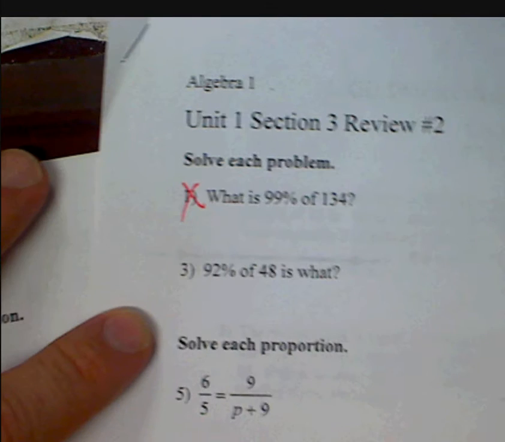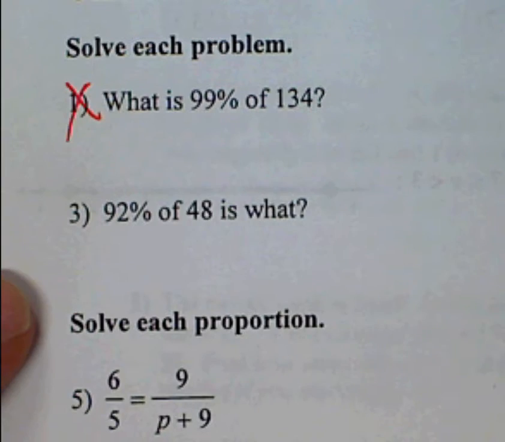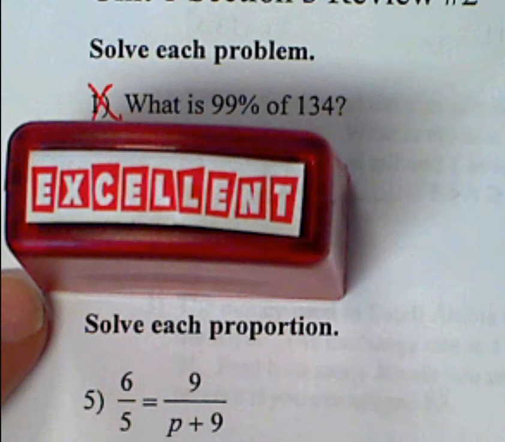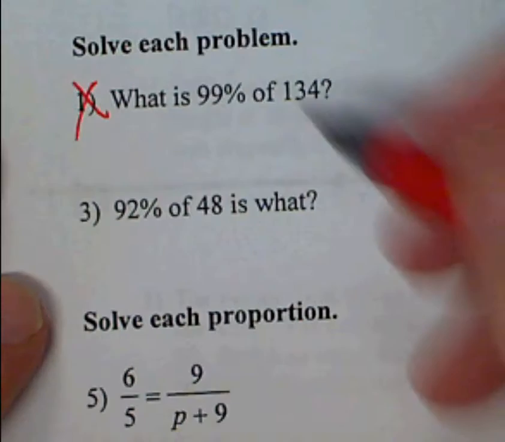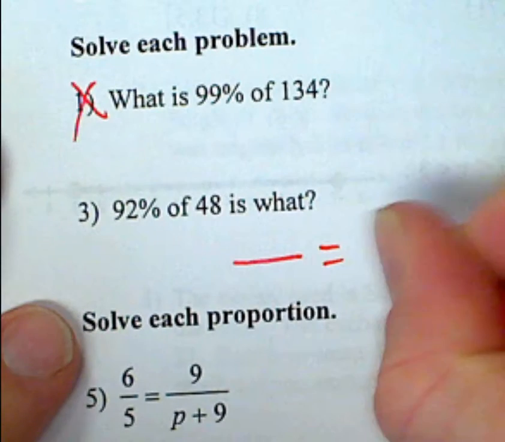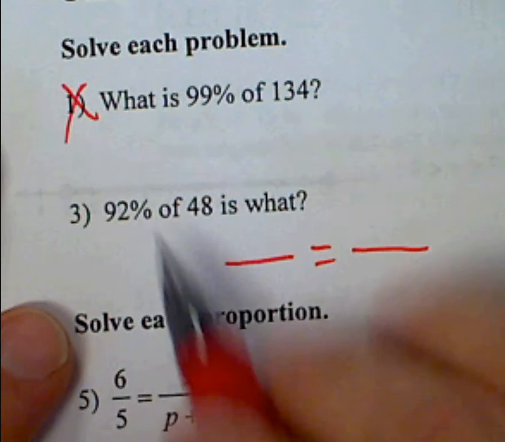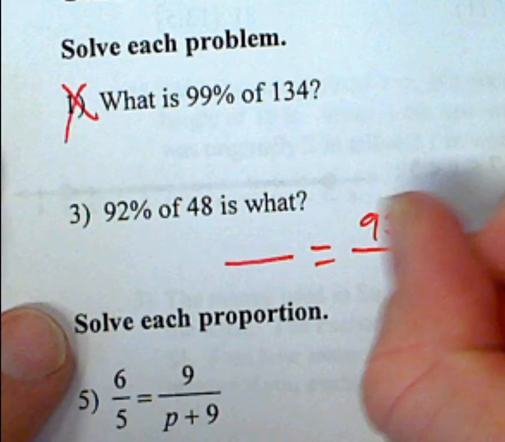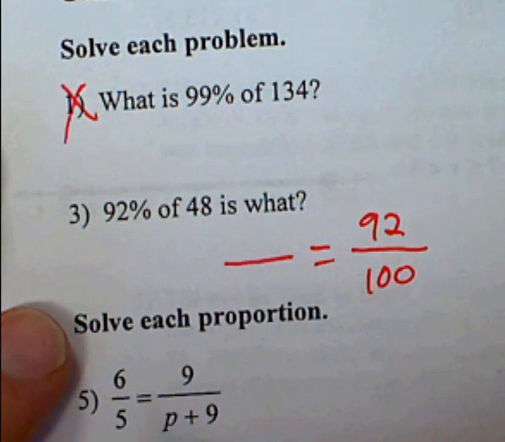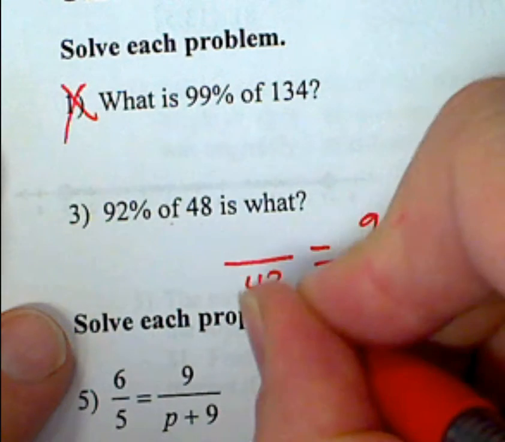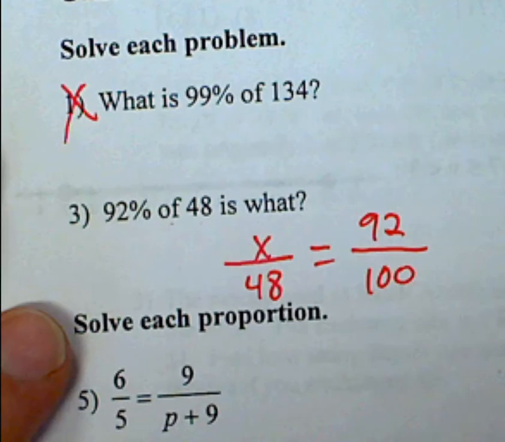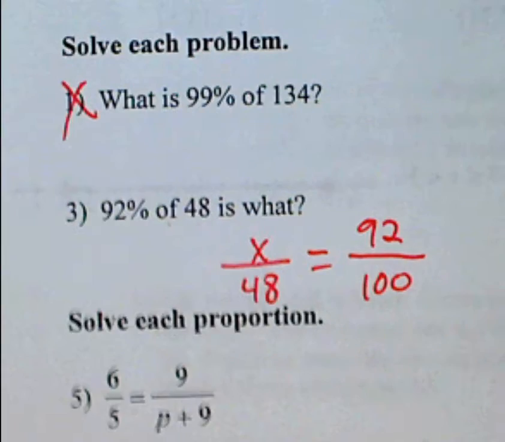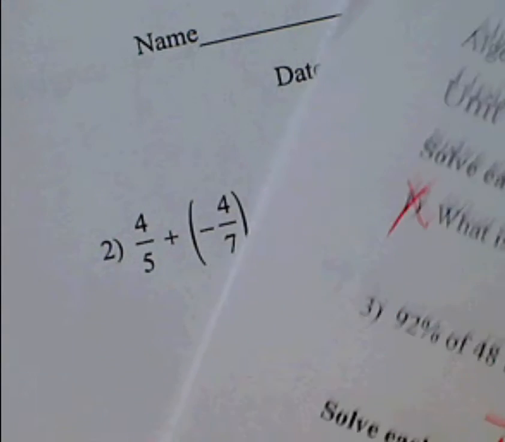Number 3, go ahead and pause the video and try. On number 3, if I use my template, my percent is 92, so that's going to be 92 over 100 of 48. So 48 goes on bottom, x has to go back on top. If you solve number 3 correctly, number 3 would be 44.2.